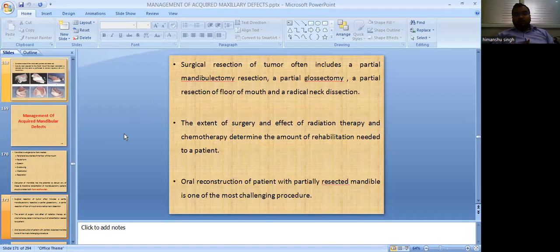Surgical resection of tumors often includes a partial mandibulectomy resection, a partial glossectomy, a partial resection of the floor of the mouth, and a radical neck dissection. The extent of the surgery and the effect of radiation therapy and chemotherapy determine the amount of rehabilitation needed by a patient. Oral reconstruction of patients with a partially resected mandible is one of the most challenging procedures.